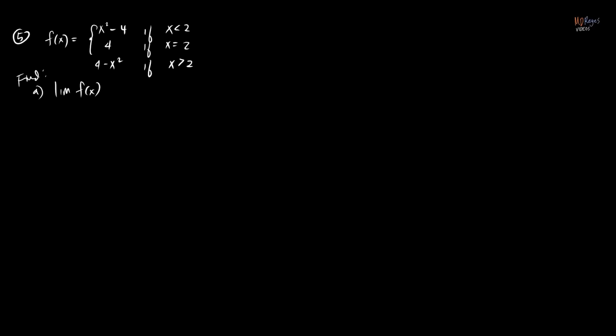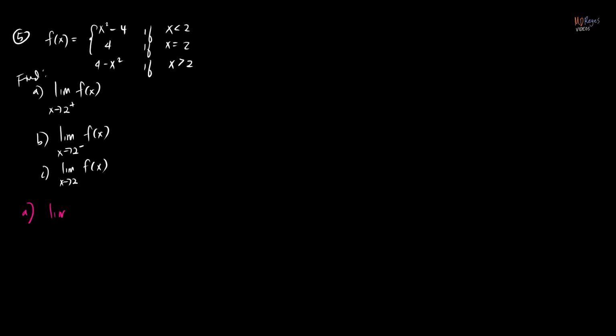Now for the next example, I will give you a piecewise function. So f of x is defined by x squared minus 4 if x is less than 2, 4 if x is exactly 2, and then 4 minus x squared if x is greater than 2. Okay, so we want the limit, so find a) the limit of the function f of x as x approaches 2 from the right, and b) the limit of the function f of x as x approaches 2 from the left. And upon getting that, you'll be able to conclude whether the limit of f of x as x approaches 2 exists or not. Okay, so let us solve letter A.